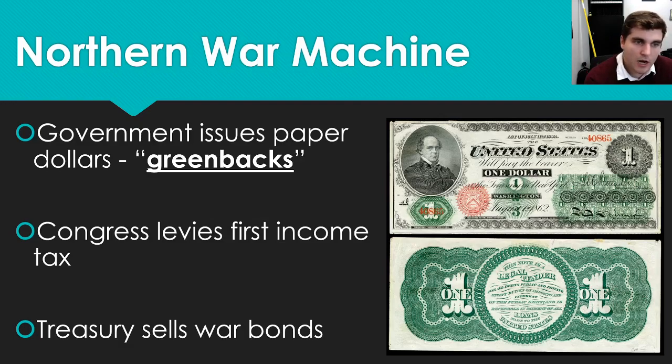At the same time, Congress levied the first income tax. And so you have the banking system collecting money for the federal government, and Congress collecting taxes from the American populace. You also have the Treasury selling what were called war bonds, where you would buy a war bond from the Treasury, and then after a period, they would pay you back that bond with interest. The war bonds raised about $400 million during that time.